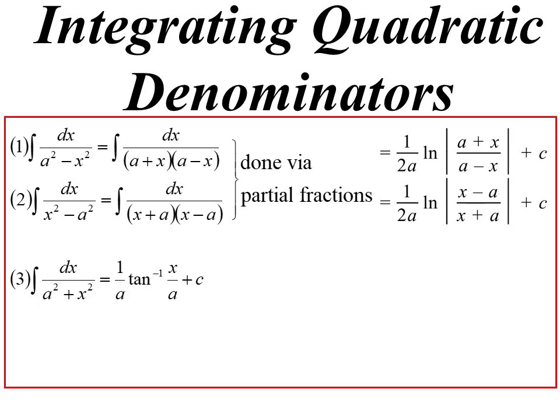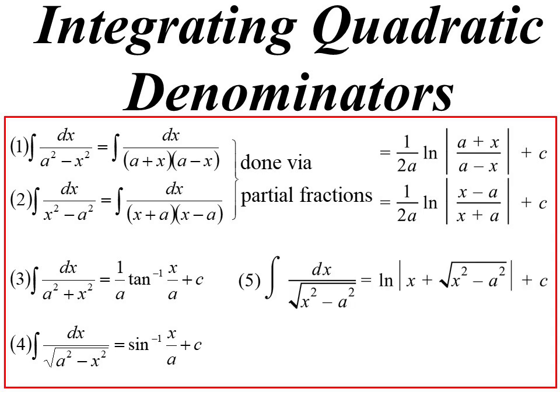The other possibility, of course, is the sum of two squares, and that's our inverse tan function. But then there are other things that could happen. Maybe we've got the square root on the bottom, and we know the square root of a squared minus x squared, that's inverse sine. But what about when I flip it the other way around? If it's x squared minus a squared, it actually turns out to be this, the log of x plus the square root of x squared minus a squared.